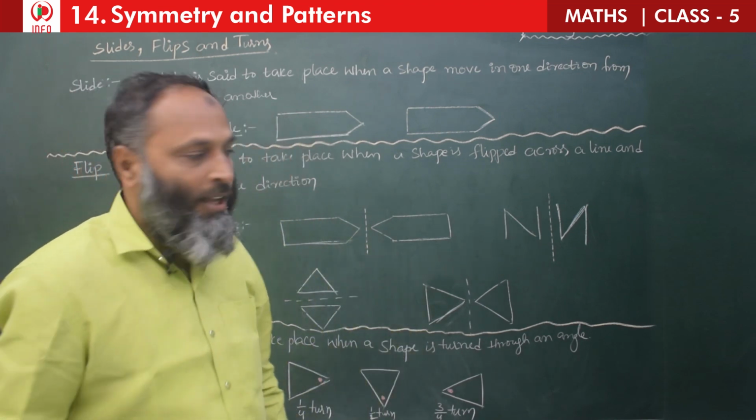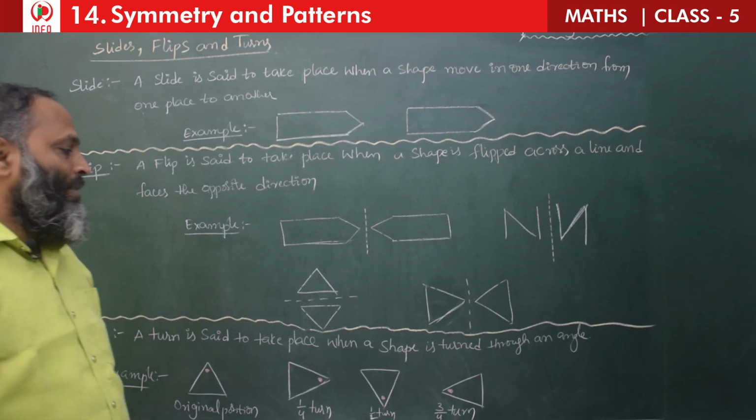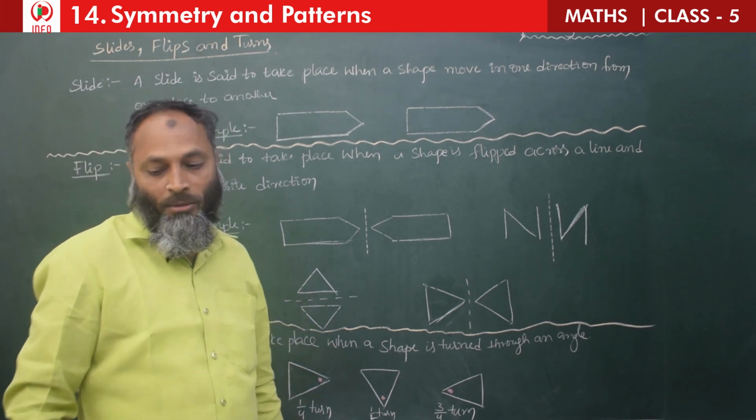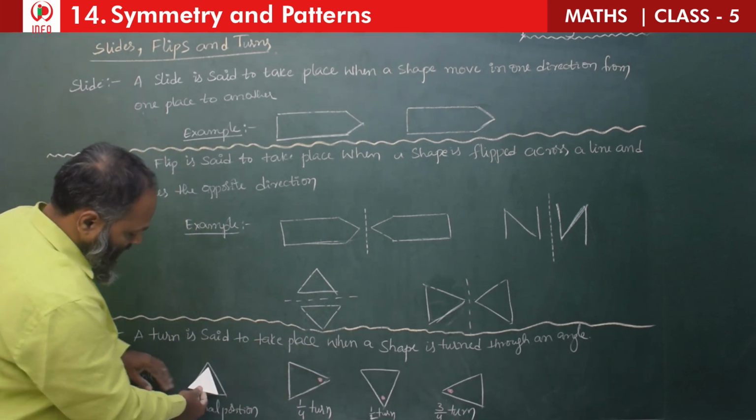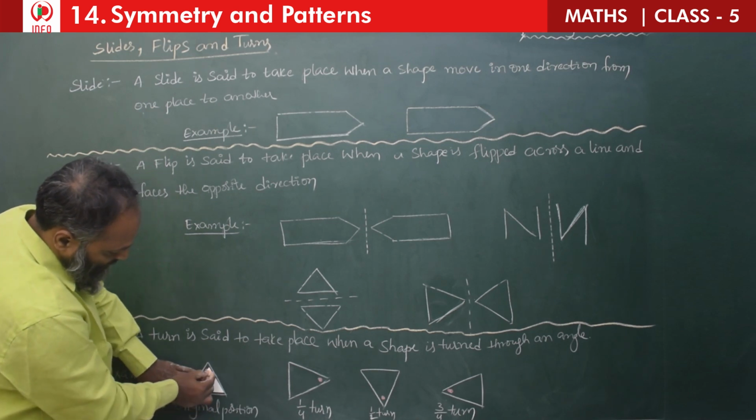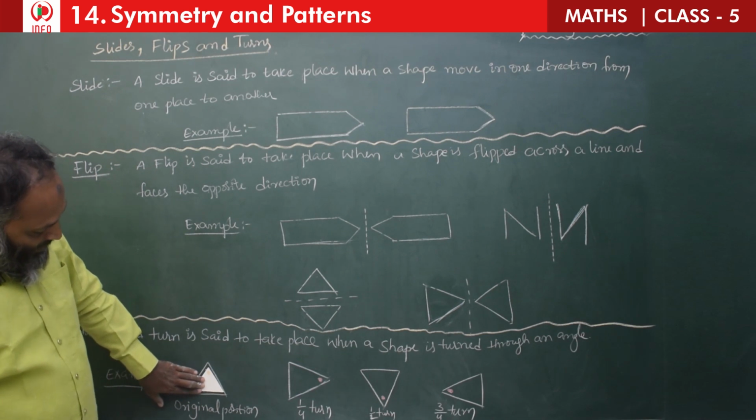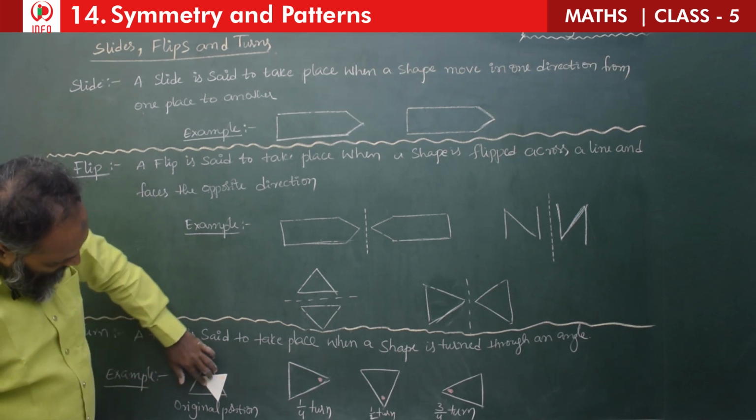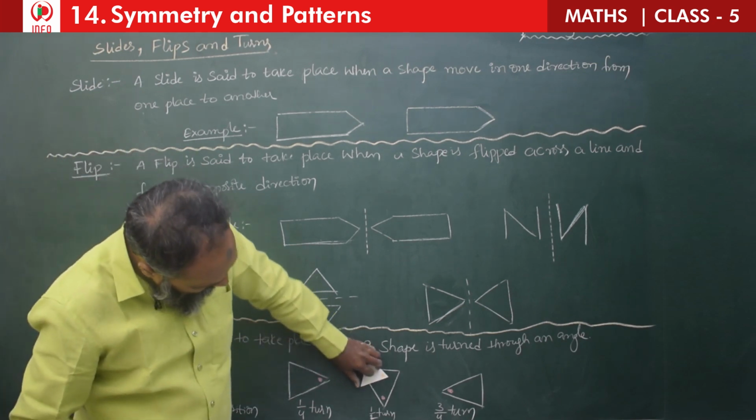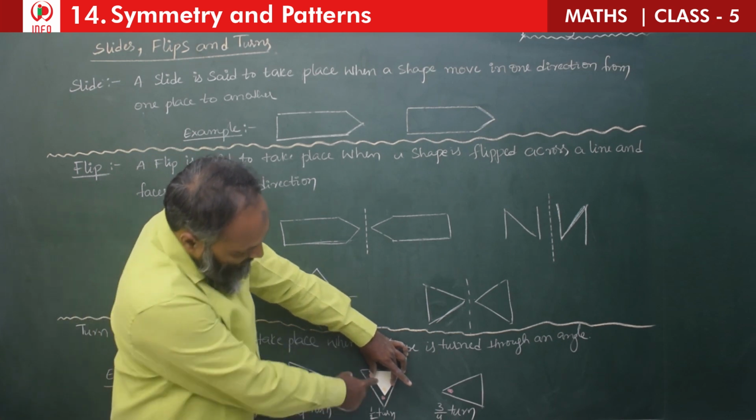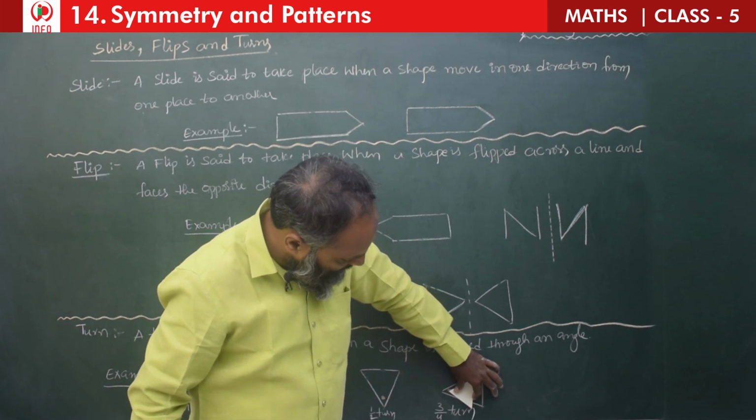Okay. Now, a turn is said to take place when a shape is turned through an angle. So how much angle does it make when it turns? First, take a triangle like this. Here you keep a dot, because you should know where it is. If you turn 1/4, you will get it like this. If you turn half, you will get it like this, and the dot will come down. If you turn 3/4, the dot will come to the left side.